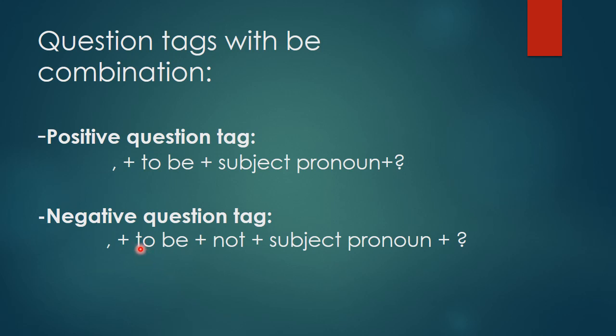Almost the same thing, comma, to be, not. You have to pay attention to this. Then comes the subject pronoun and the question mark. So the only difference here is that we added a not here because it's a negative question tag. So there's two types of the question tags. One is positive and the other one is negative. The only difference between them is that the negative has not in the form of it.